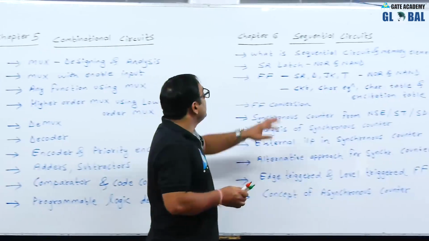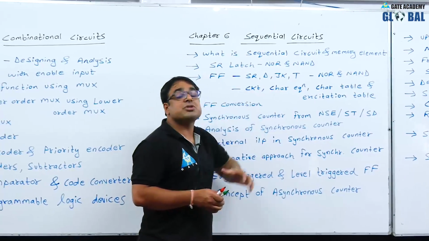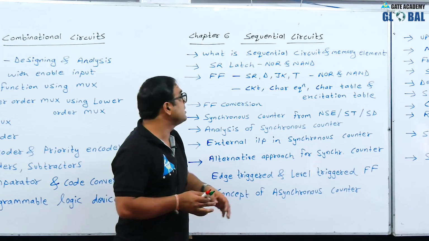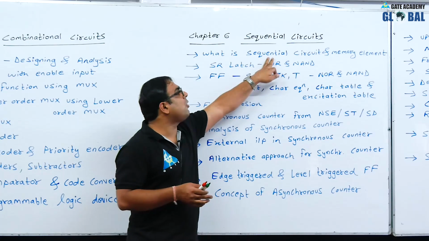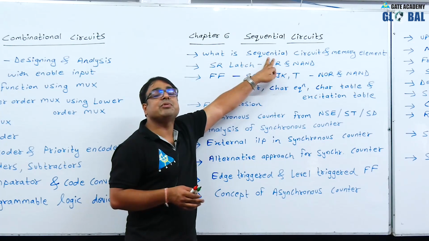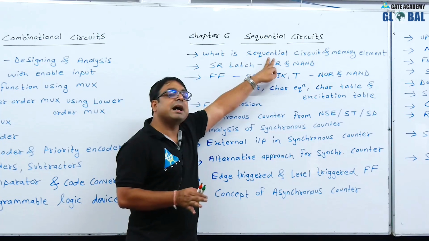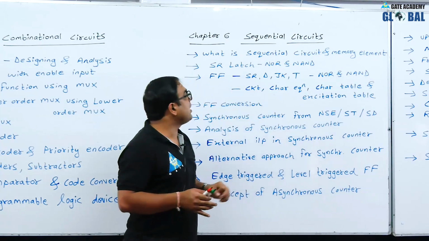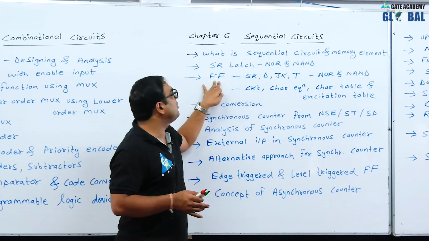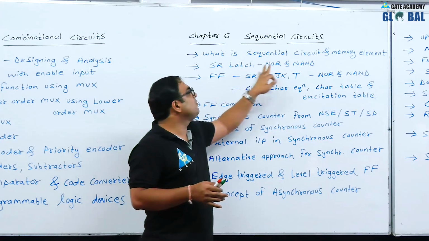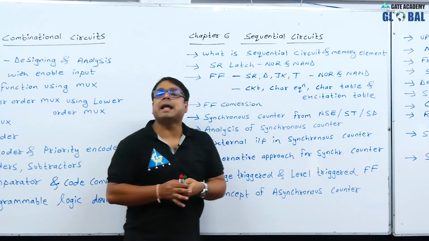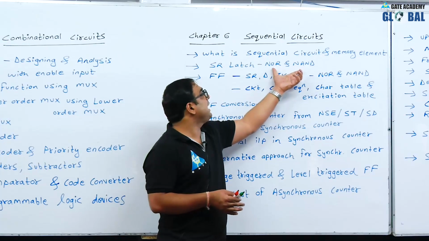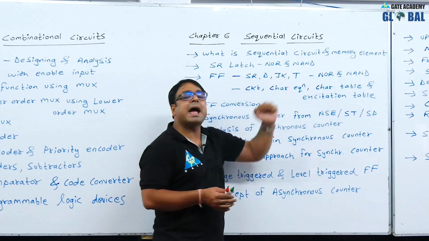Next, chapter 6, sequential circuit, the most important and the most conceptual topic of digital electronics. We will be starting from the very basic, how a sequential circuit is different from a combinational circuit, what are the differences, and then we will be starting with the memory element. First we will be discussing latch and then we will be going to flip-flop. In latch we will be discussing both NOR gate and NAND gate. A very interesting discussion I will do here between the SR latch of the NOR gate and the NAND gate.